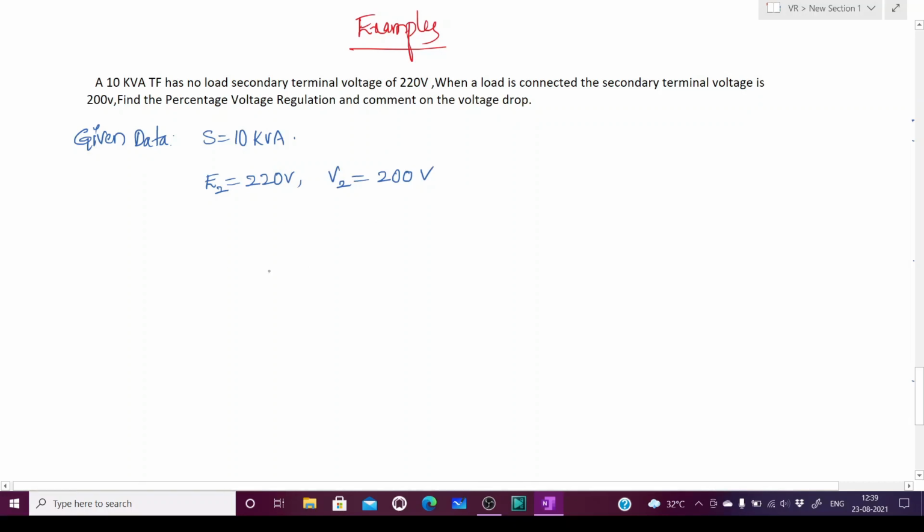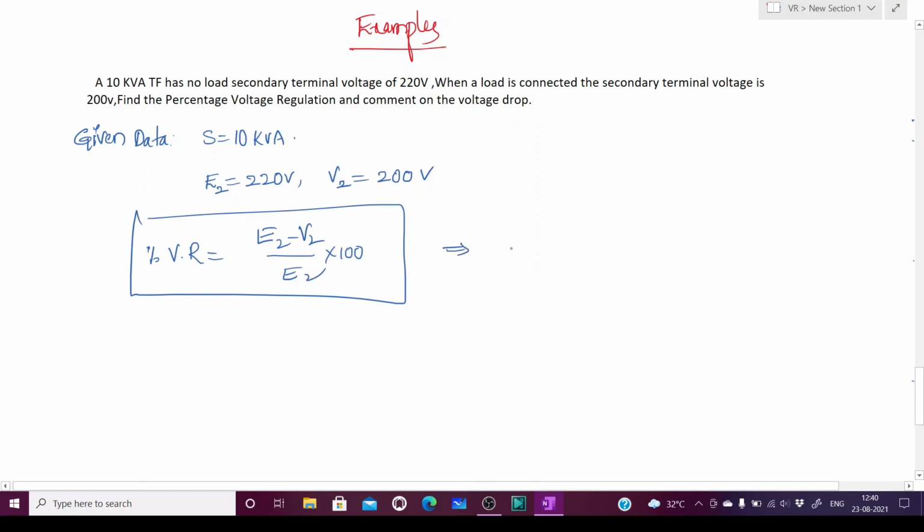Okay, so now we need to find percentage voltage regulation. What is percentage voltage regulation here? That is (E2 minus V2) by E2 into 100. That's it. Okay, so very simple problem. We have to substitute those values. Percentage voltage regulation equal to E2 is 220 minus V2 is 200, by 220, that is 20 by 220 into 100. Okay, so percentage voltage regulation of the machine is equal to 2000 by 220.